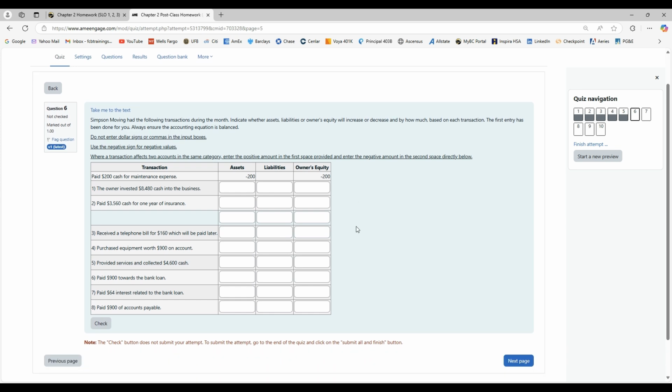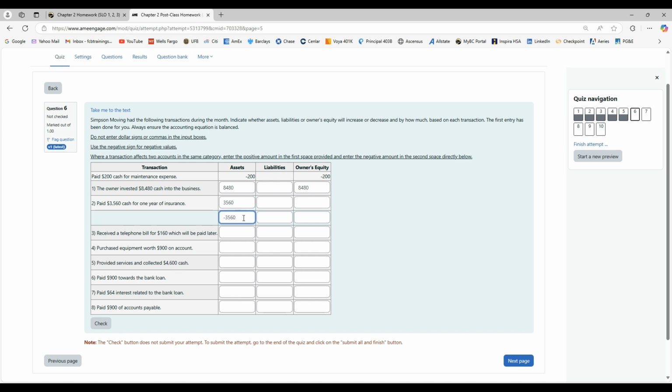Okay, question number 6. Simpson Moving had the following transactions. Indicate whether assets, liabilities, or owner's equity will increase or decrease, and how much. And if we have 2 in the same category, enter the positive first. Okay. So the owner invested $8,480. So those are contributions. Cash goes up. Owner's equity increases. Paid $35.60 in cash for 1 year of prepaid insurance.